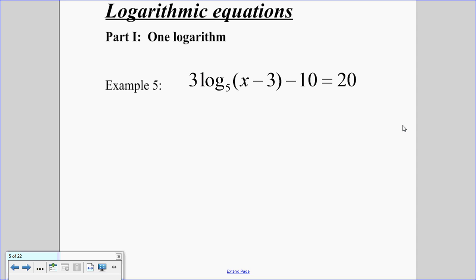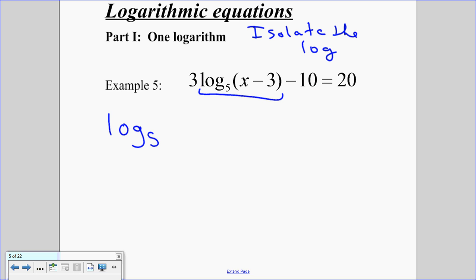Does this one have Klingons? It does, right? It has the -10 and the 3. So instead of isolating the base, we have to isolate the log. The log is everything included in the parentheses. So that's what we have to get by itself. We'll just add a 10, divide by 3. So this is log base 5 of x minus 3 is, so that's going to be 20. So 30 over 3 is 10.